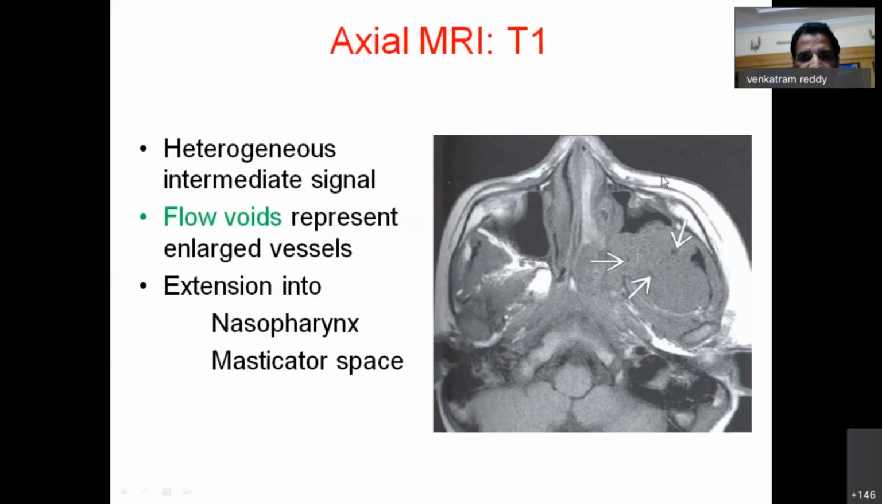Now you can see the axial MRI, the T1-weighted image. This is MR in JNA. You can see these small black ovoid areas. They are called signal void areas. These represent the vessels. The more signal void areas, the more vascularity of the JNA. These are enlarged vessels.